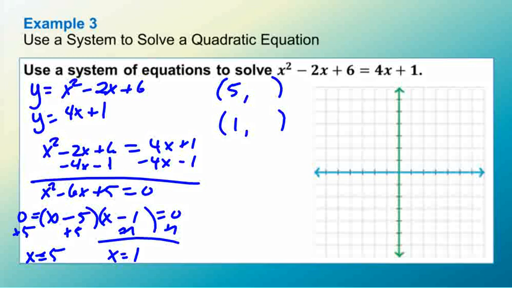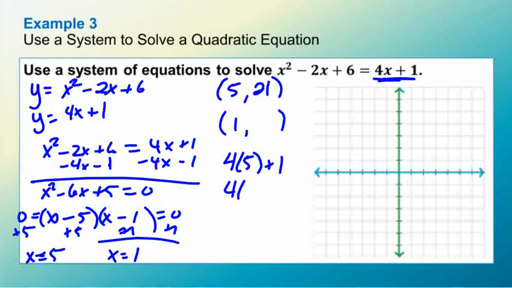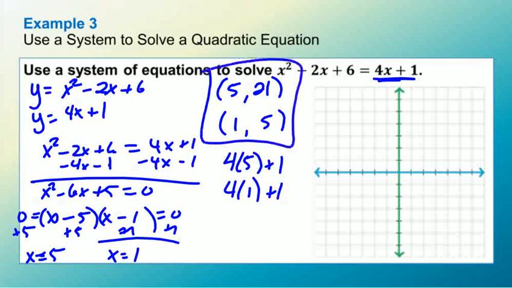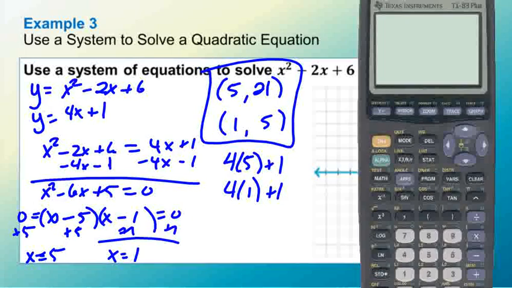So if I put a 5 in, I'll use this one because that's easier. So 4 times 5 plus 1 gives me 21. And then 4 times 1 plus 1 gives me 5. So my solutions would be 5, 21, and 1, 5. Now, if you were to graph this, I'll use my calculator here.